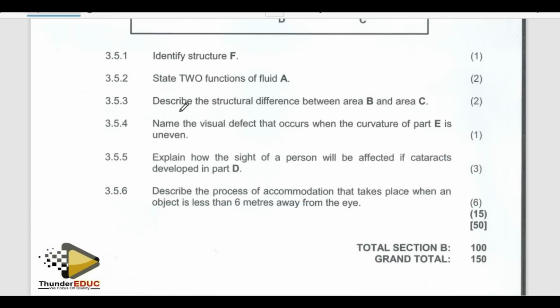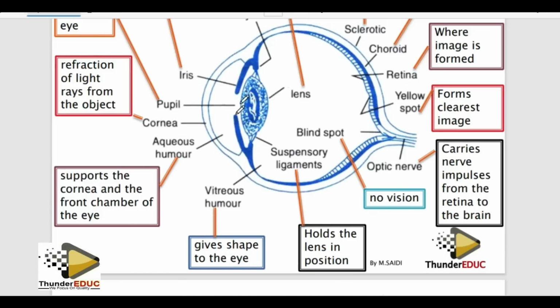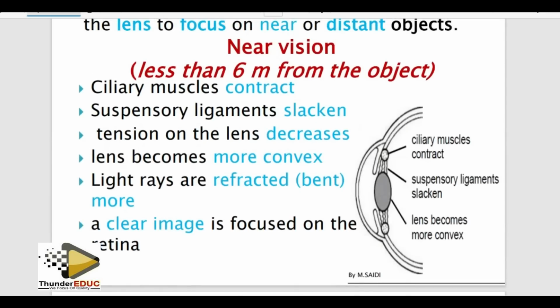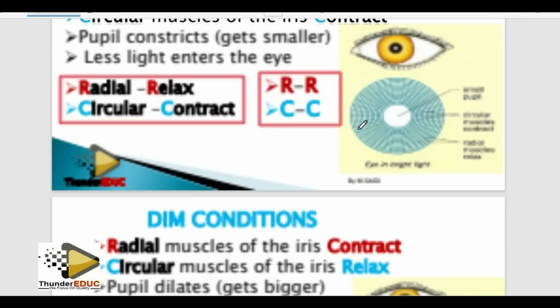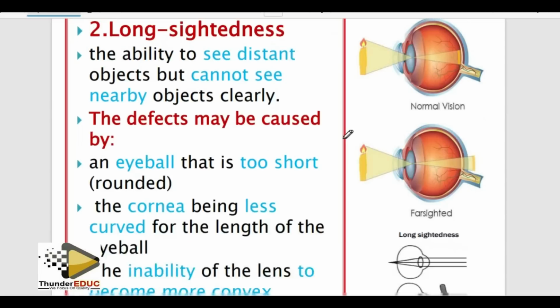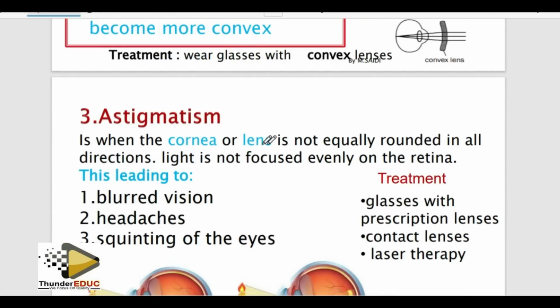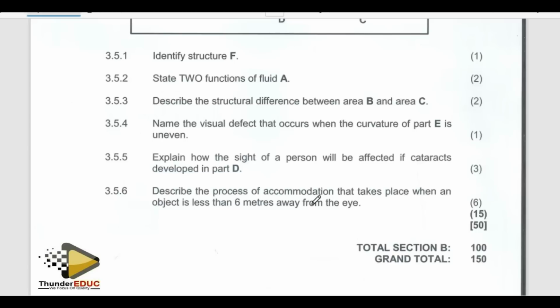The next question is saying describe this. Name the visual defect that occurs when the curvature of the eye is uneven. We call it astigmatism. So we said it here. Astigmatism is when the cornea or the lens is not evenly rounded in all directions. It means that it's not evenly distributed, so it is called astigmatism.